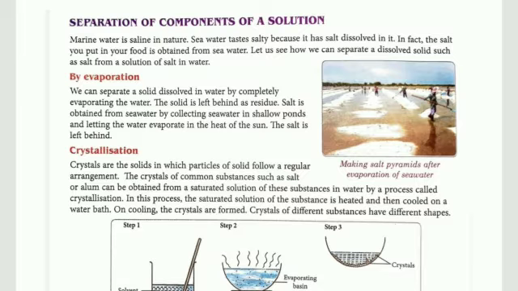Salt is obtained from seawater by collecting seawater in a shallow pond or letting the water evaporate in the heat of the sun, and salt is left behind. Then we just clean the salt and then it is packed and comes to our houses.